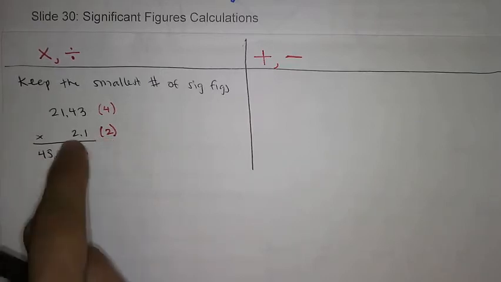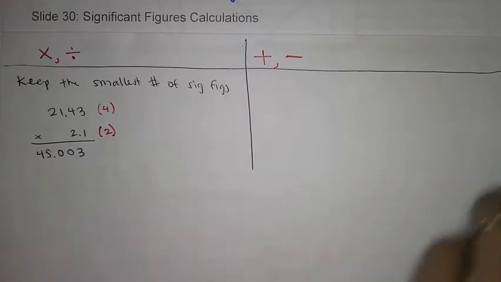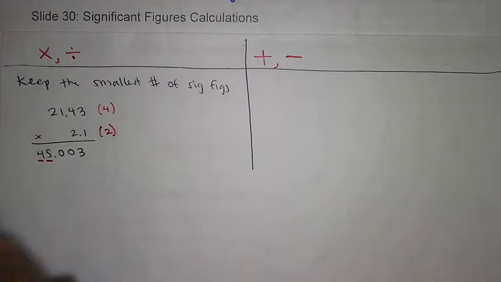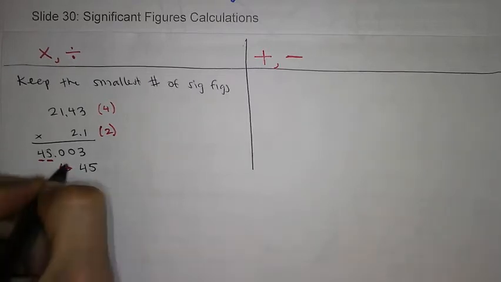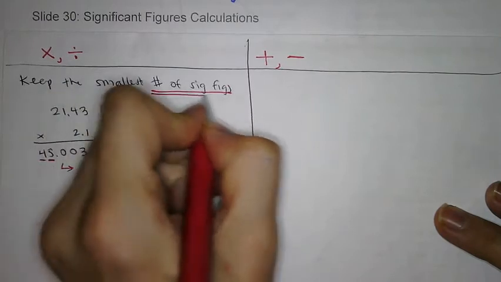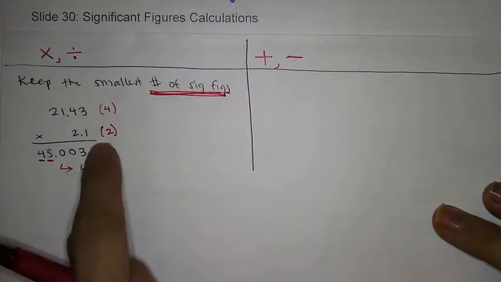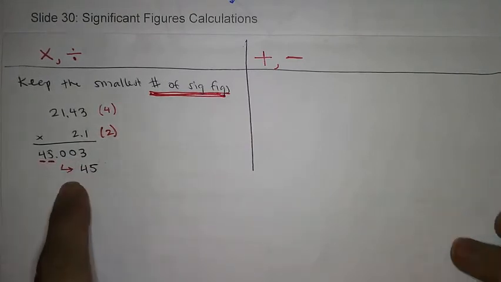So because this number here only has 2 significant figures and it gets factored into the final answer, I only get to keep 2 significant figures. So I get to keep 1, 2. My final answer would just be 45. Okay, so when you are multiplying and dividing, you want to look at the number of significant figures. You're actually counting significant figures like I did here. And then you keep the smallest number of sig figs in your final answer.